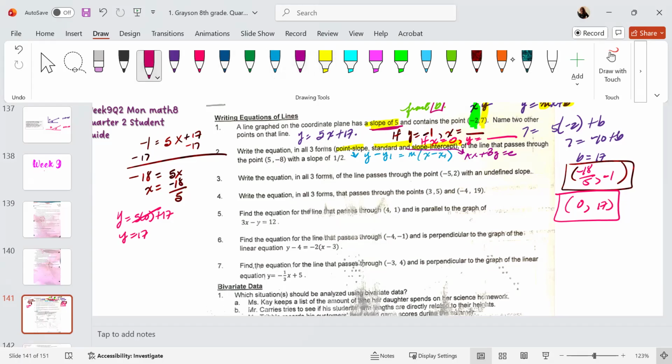Ax plus By equals C. It's not A plus B equals C. What's the slope-intercept form? Y equals mx plus b. Okay, make sure you have those three equations on hand.